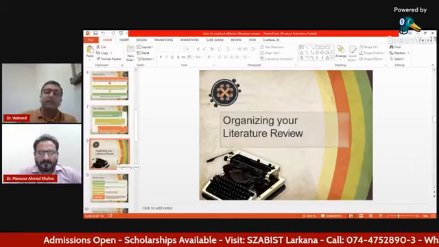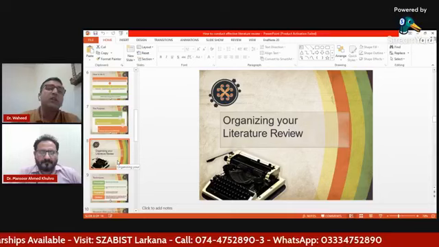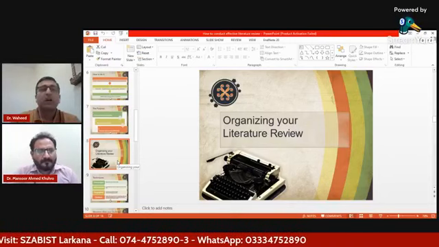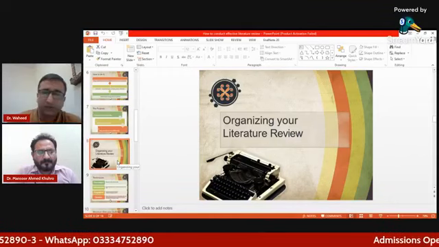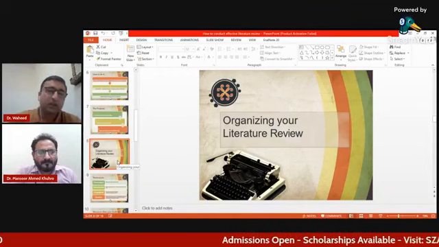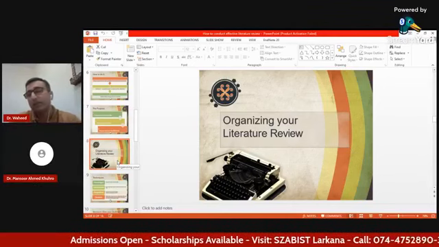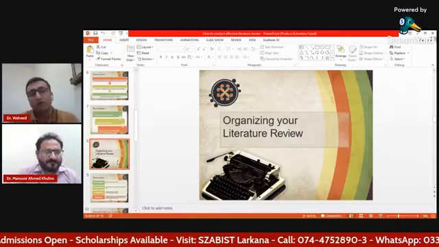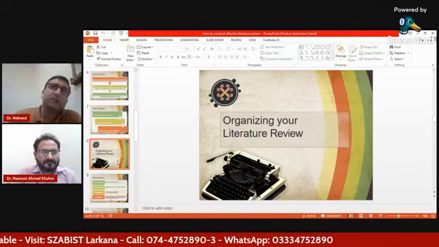So now the next slide is organizing your literature. Since you have understood the requirements and the purpose, we now have another step: after having understood the requirements and the purpose of reviewing in an effective manner, how can we organize, because that is a very important segment of literature.